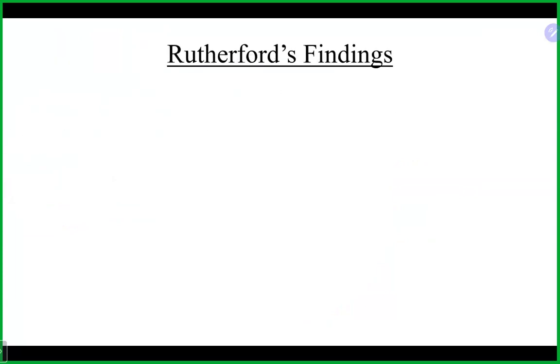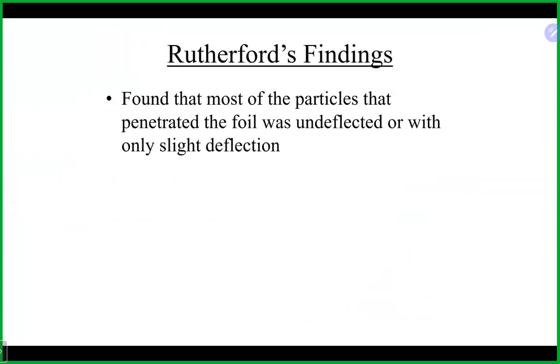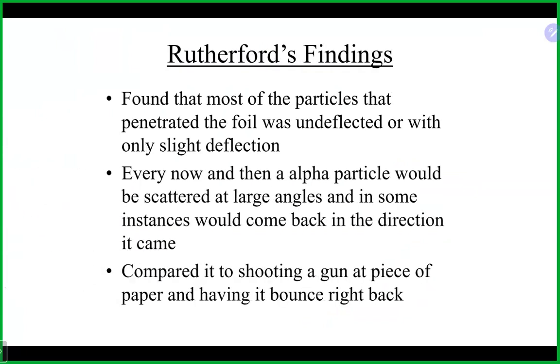What they found was that in most cases, those alpha particles went through with really no deflection. So they just kind of sailed right through, no problem. But what they did notice was every so often, they would have this alpha particle that would bounce off at these really large angles. They may even come back to sort of the source at what it was shot at.